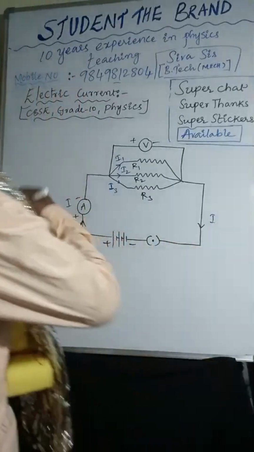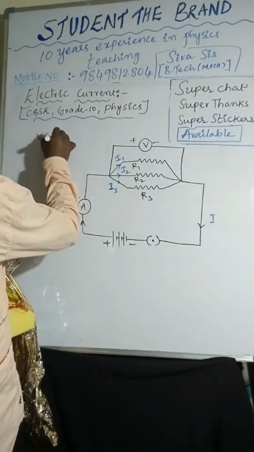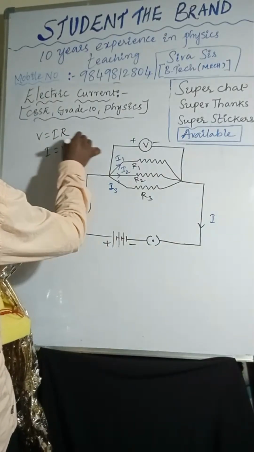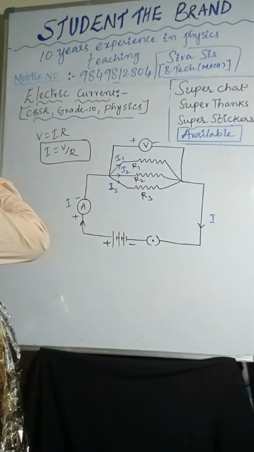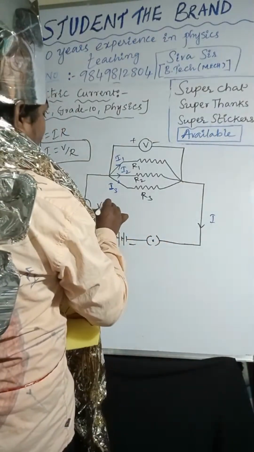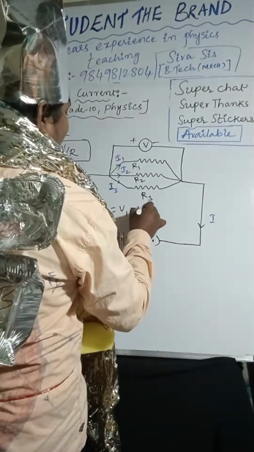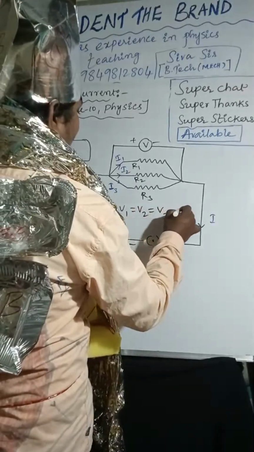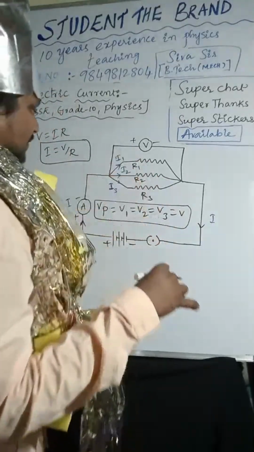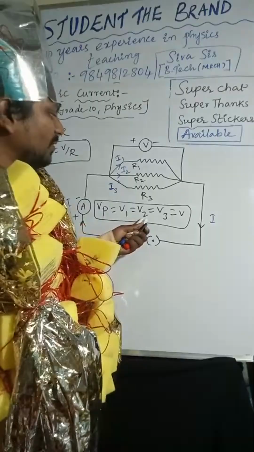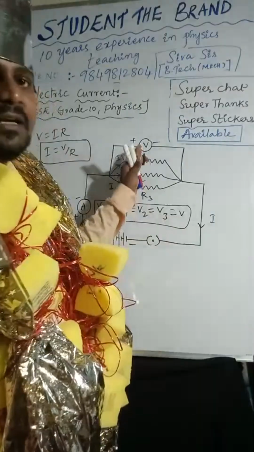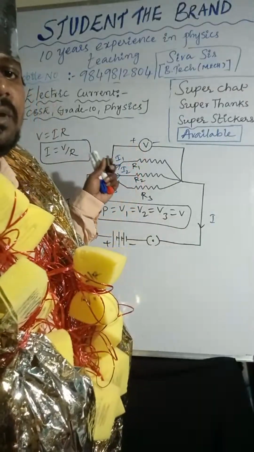Now from Ohm's law, V equal to IR, so I equal to V by R. So now we can take Vp equal to V1 equal to V2 equal to V3 equal to V, because the potential difference across R1, R2, R3 is the same. The potential difference is the same, but the current is different.